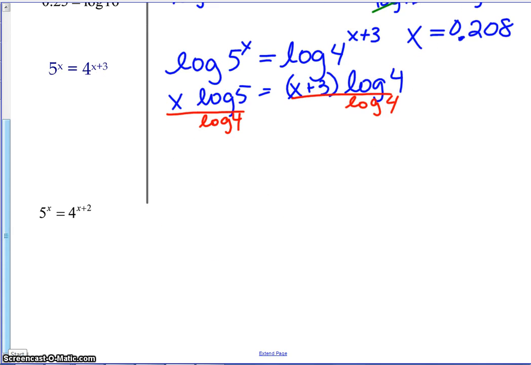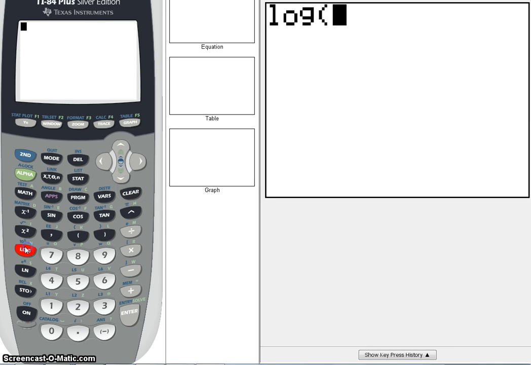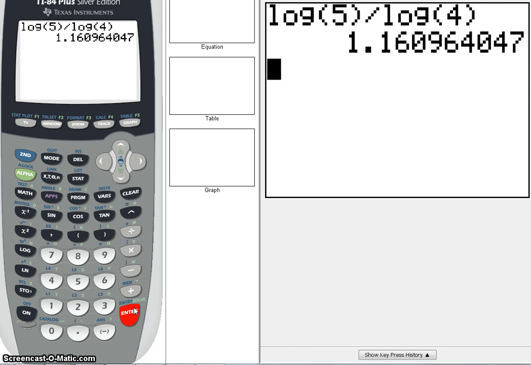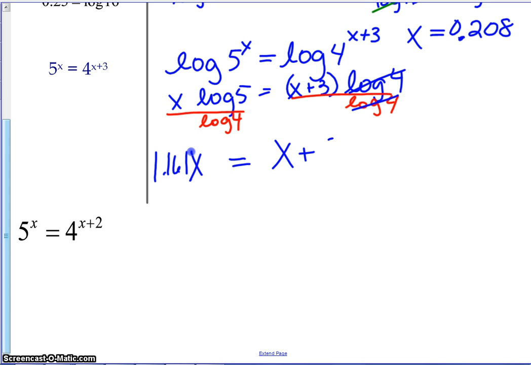All right, so now when I divided both sides by log of 4, I'm going to figure out what is the log of 5 divided by the log of 4, and I'm going to calculate that value, 1.161. So again, we're going to round to the nearest hundredth. So this is x times 1.161 equals x plus 3.